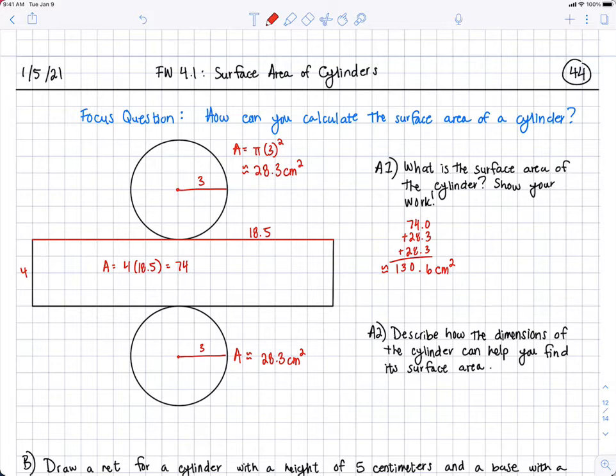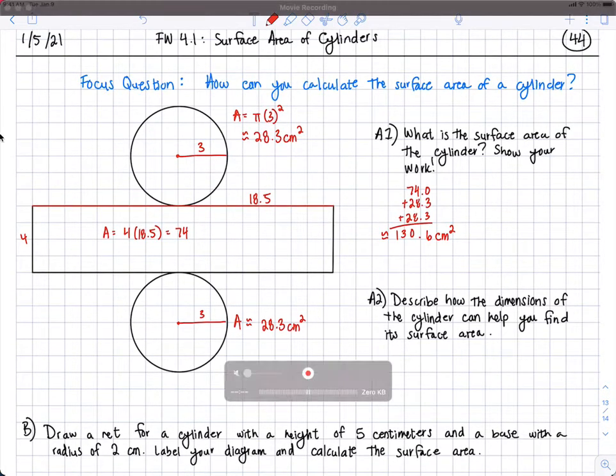and I got a surface area of around 130.6 centimeters squared. I know you're probably saying, well, Mr. RG, is there a way for us to not approximate? Is there a way for us to calculate exactly what the surface area is? And to that, I tell you yes. And I'm hoping that you see how these circles relate to this rectangle here. This is actually what question A2 is hinting at: describe how the dimensions of the cylinder can help you find its surface area.